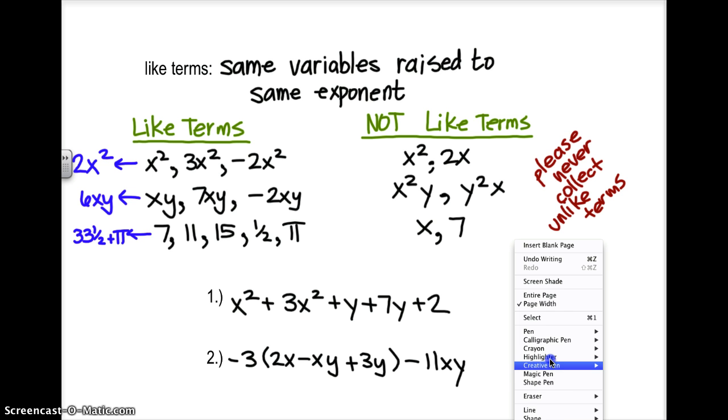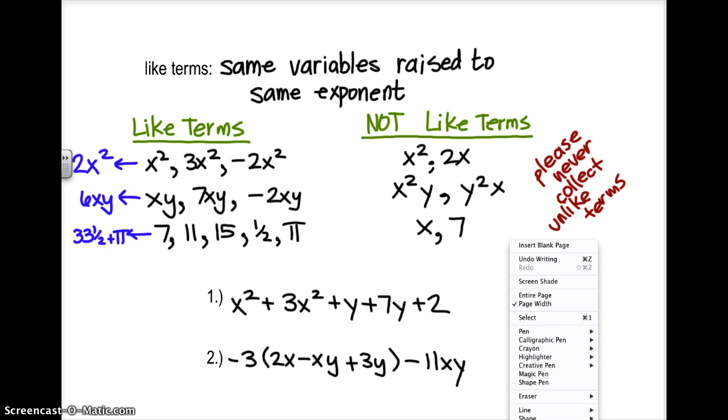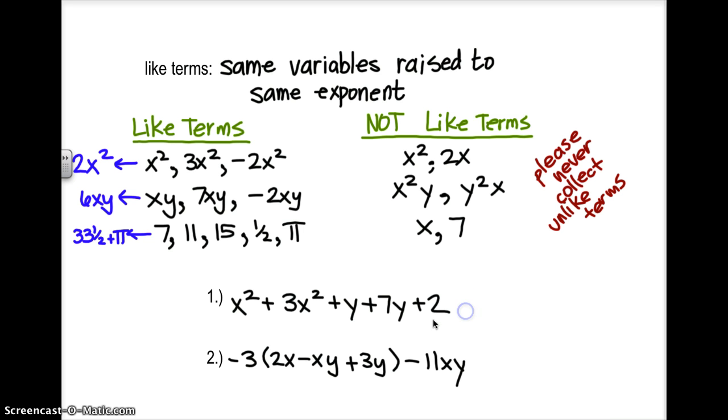Okay, how'd you do? Let's check real quick. You may want to get out a pen or something to mark them. Okay, here we go. X squared is like terms with 3x squared, right? They each have an x squared. That's our 4x squared. y is like terms with 7y. That's 8y. And then that 2, not like terms with anything. Boo. Okay? That's okay, though.